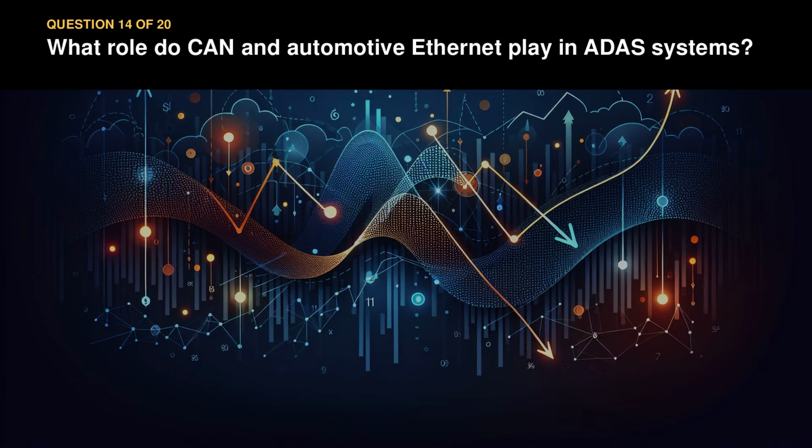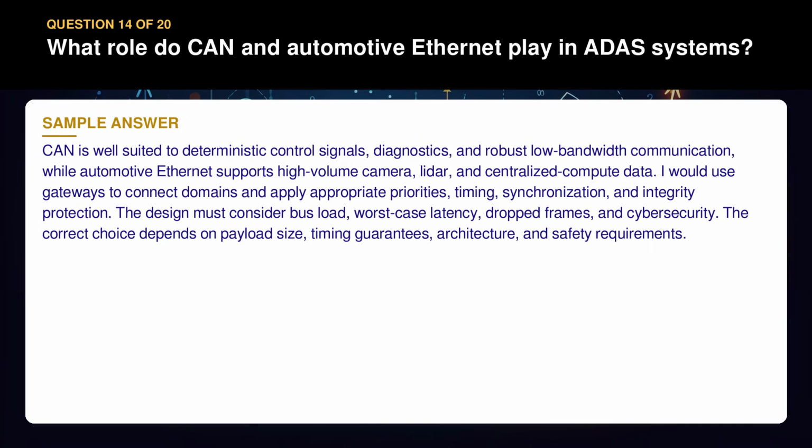Question 14. What role do CAN and Automotive Ethernet play in ADAS systems? CAN is well suited to deterministic control signals, diagnostics, and robust low-bandwidth communication, while Automotive Ethernet supports high-volume camera, lidar, and centralized compute data. I would use gateways to connect domains and apply appropriate priorities, timing, synchronization, and integrity protection.